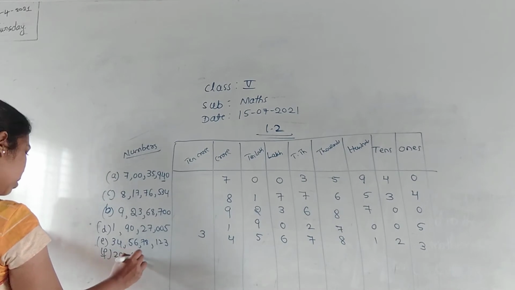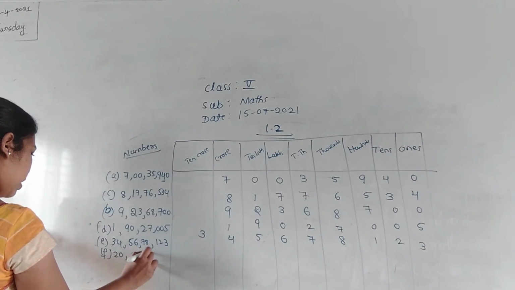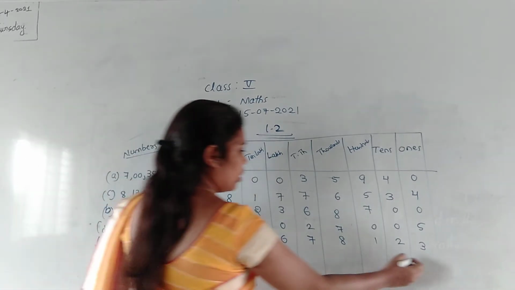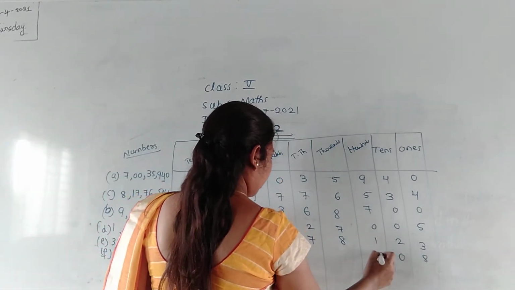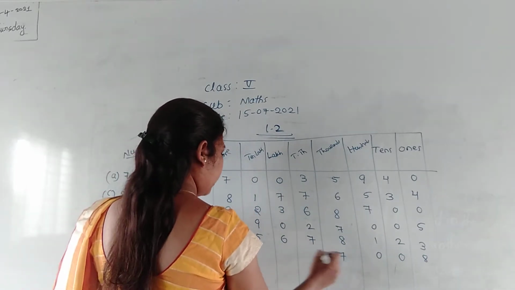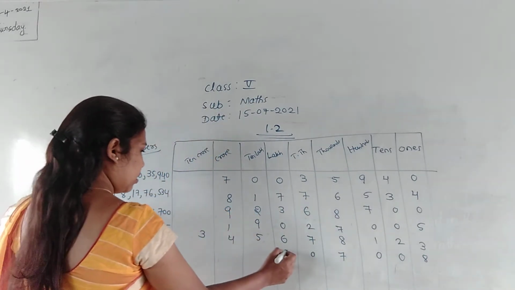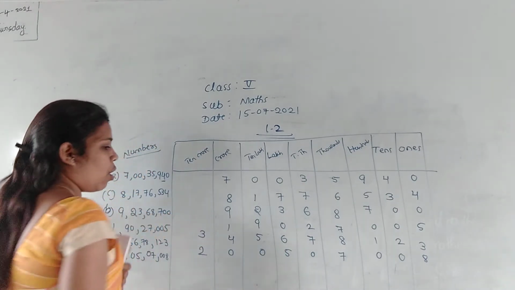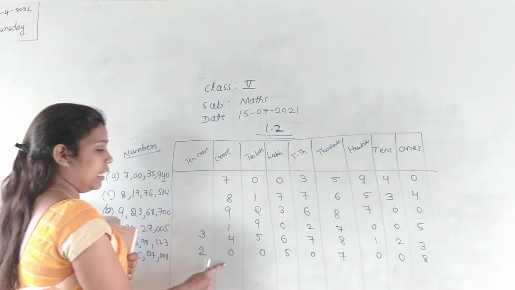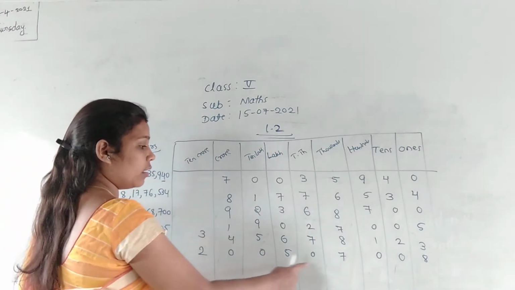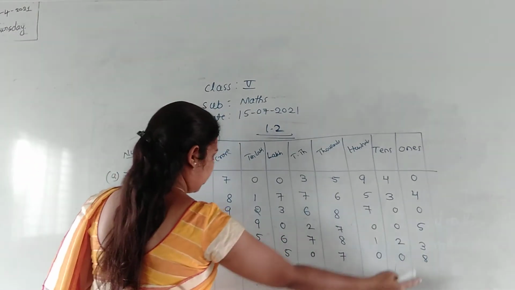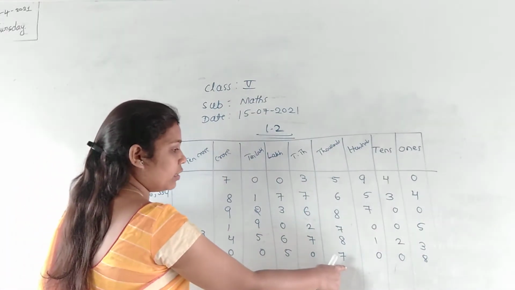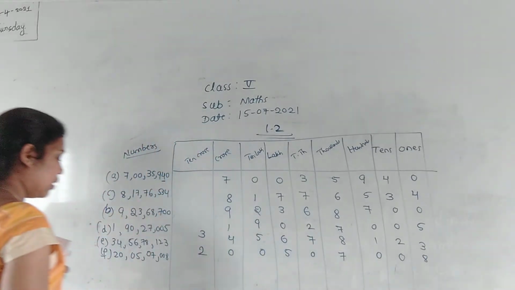20 crore 5 lakh 7,008. Okay. Write your values first. 0, 0, and here will be 7, 0 here, and here will be 5, here 0, 0, 2. So how to read this number? 20 crore 5 lakh 7,008. 20 crore 5 lakh 7,008. That is the number.